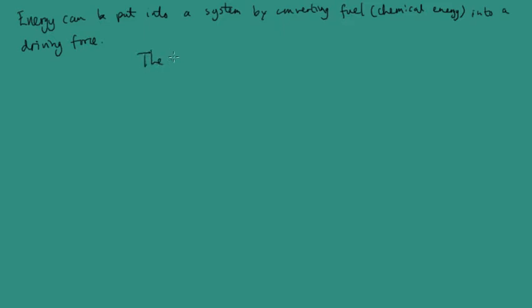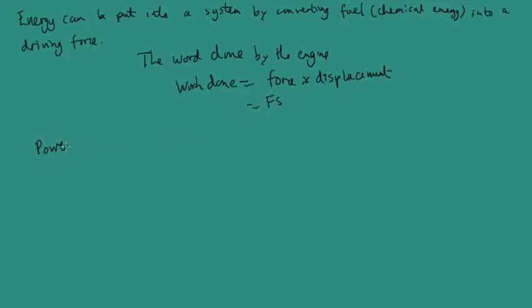The work done by the engine is given by the force times the displacement, which we've already seen. So Fs. Now power is defined as the rate of doing work.